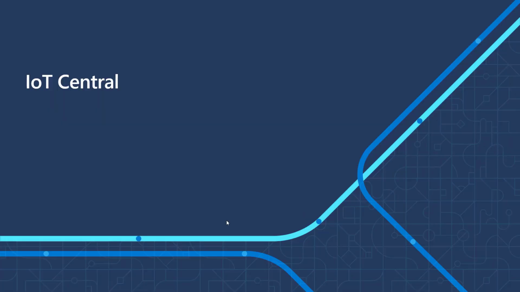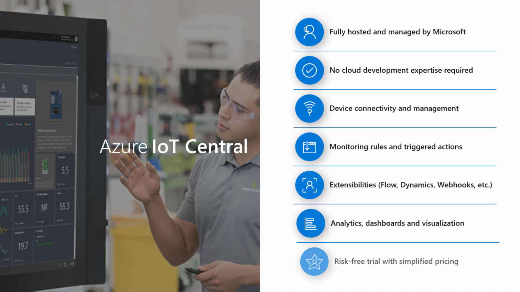Okay, so the last thing I want to talk about is something called IoT Central. Now, IoT Central is a fully managed IoT service, so no cloud development or expertise required. There is full support in there for devices, for monitoring. It's extensible, so you can extend the telemetry that's flowing into IoT Central. You can set it with Flow, Dynamics, webhooks, etc. There's dashboards, analytics, and it's really easy to get on board with and give it a try.